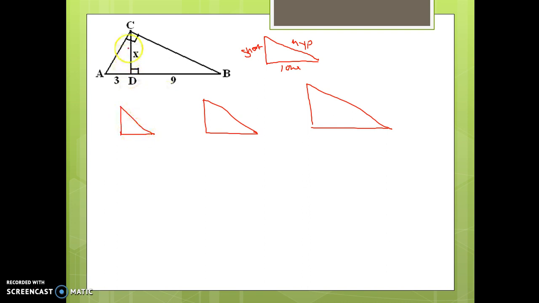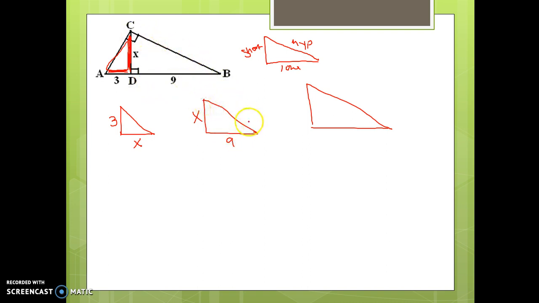So this smaller triangle goes with this guy over here. Looking at him, the shorter leg is the 3, so I want to put a 3 right here. The longer leg is the X, so I want to put the X here. The hypotenuse, I don't know, so I'm not going to put anything there. On your medium-sized triangle, that's this guy right here, CDB. The short leg is the X. The long leg is the 9.